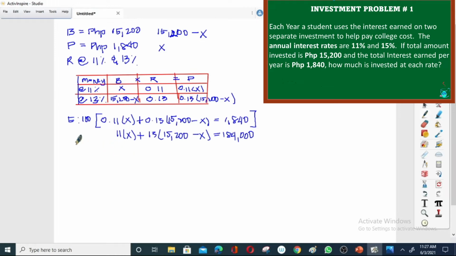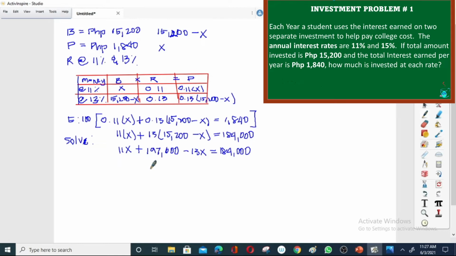Okay, further simplifying, let us solve for X. 11x plus 13 multiplied by 15,200 is equal to 197,600, minus 13x. 13 times negative x is negative 13x, is equal to 184,000.